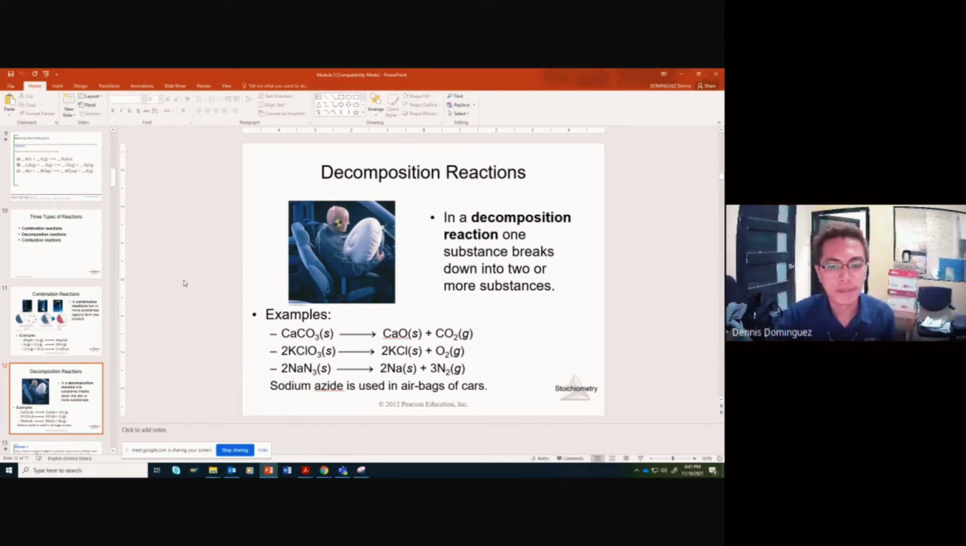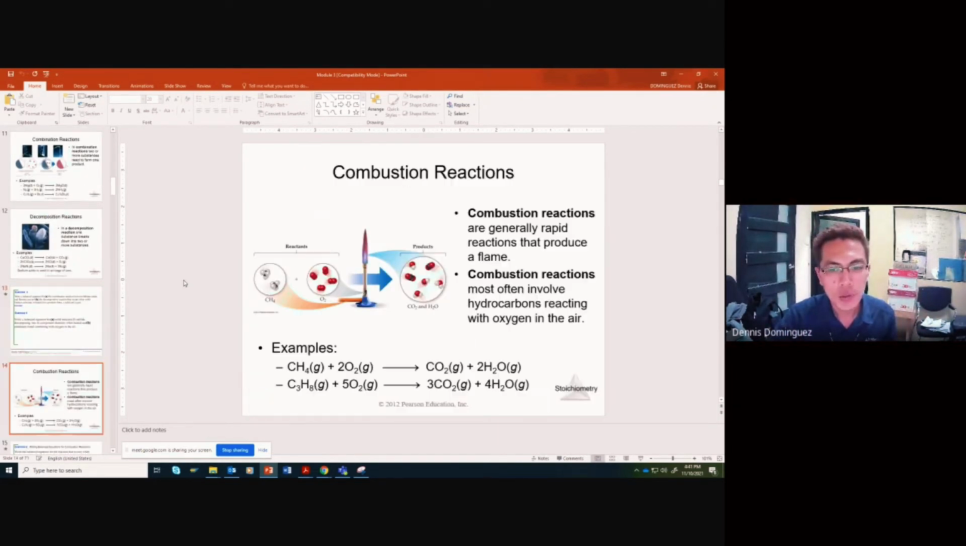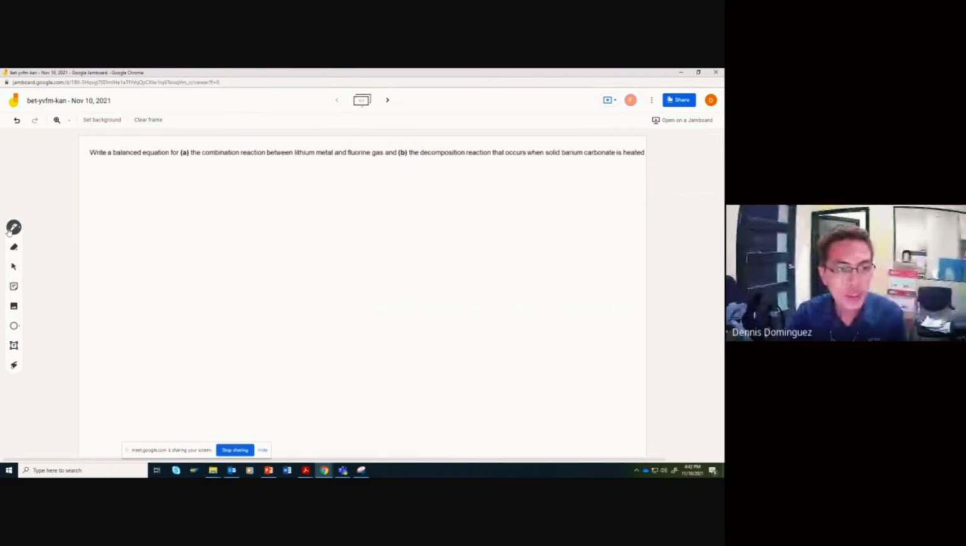So, that's it. And then the last one is the combustion reaction. It is a reaction of a hydrocarbon, for example CH4 methane and C3H8, which has three carbons, propane. Propane and methane are hydrocarbons, they are alkanes. When you combine them with oxygen, they undergo combustion, which yields carbon dioxide and then water.